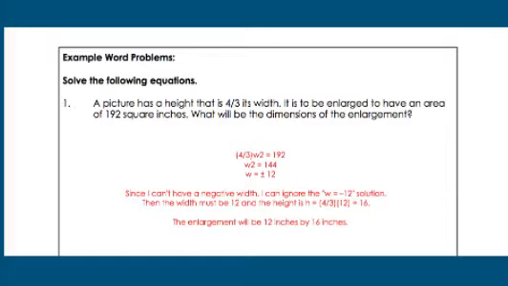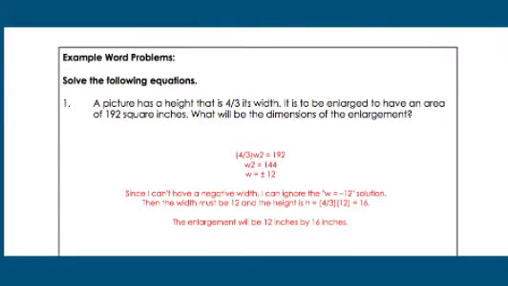So we go into 4/3 times W squared equals 192, and then we can multiply both sides, and we get W squared equals 144, and then when you take the square root of both sides, we get W equals positive or negative 12. Since I can't have a negative width, I can ignore the W equals negative 12 solution. Then the width must be 12, and the height is h equals 4/3 times 12, which equals 16. So the enlargement would be 12 inches by 16 inches.